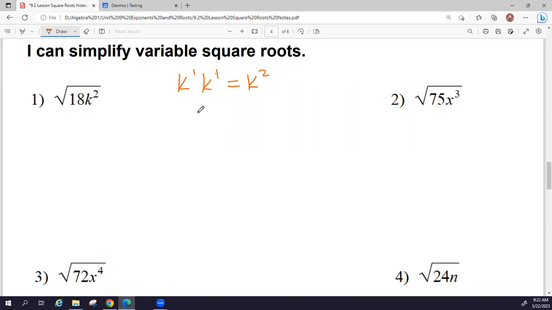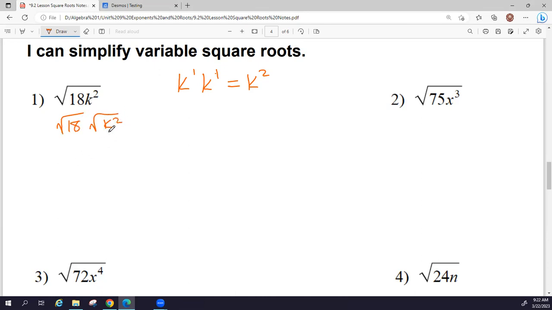When you square root something, we're pretty much asking ourselves, what did I multiply by itself to get this number? Or in this case, to get this power that has a variable. So when I look at K to the second power, that's K to the first power times K to the first power. So I can square root this, and I'm going to break this up.